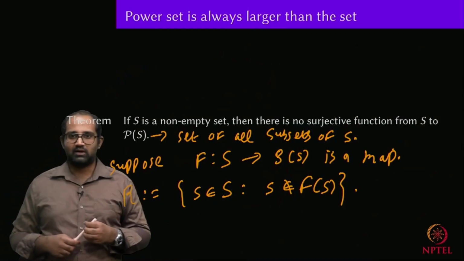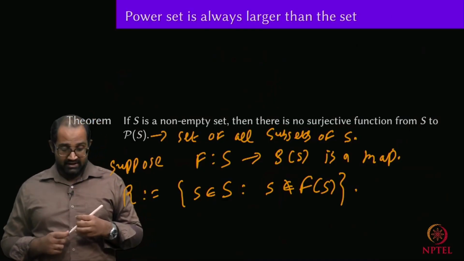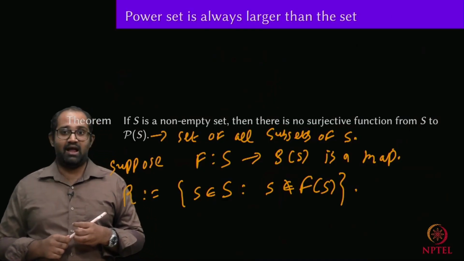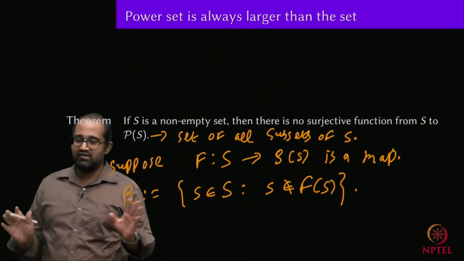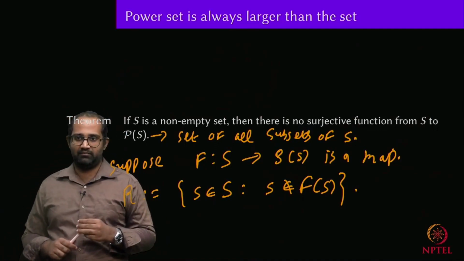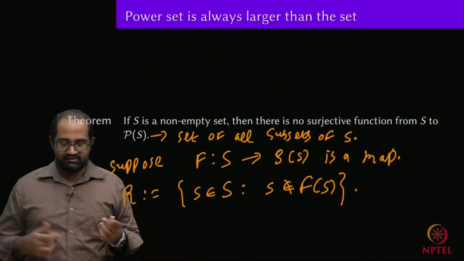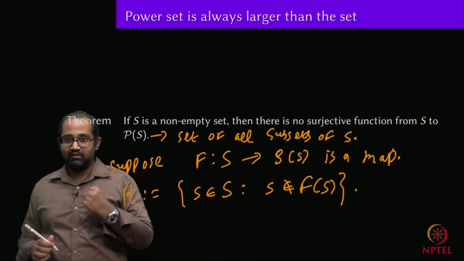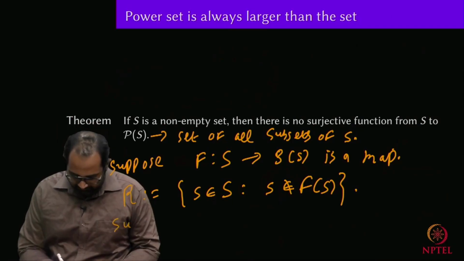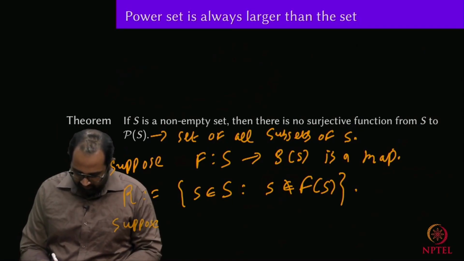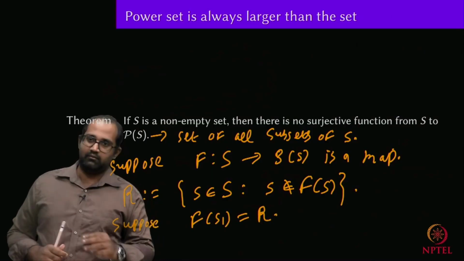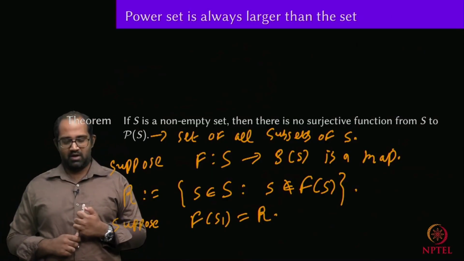Now, it is possible that this set is empty. Doesn't matter, the empty set is still there in the power set. R is the empty set, well, suppose for some s1, f of s1 is R. Suppose f of s1 equals R.